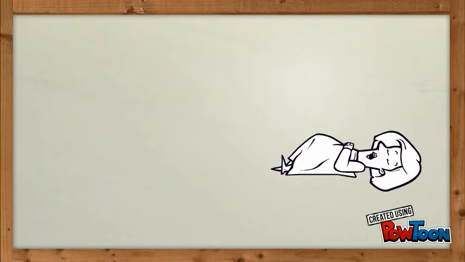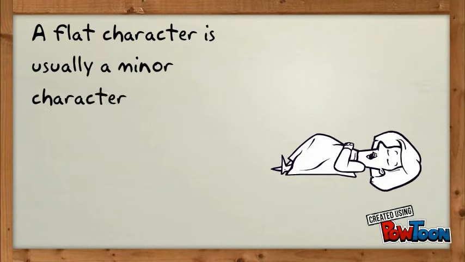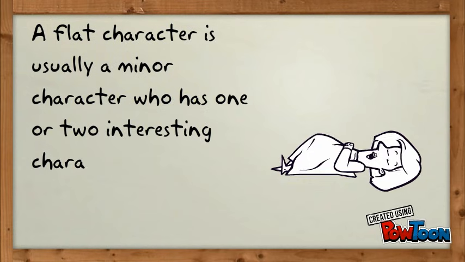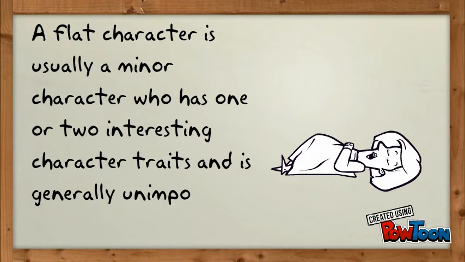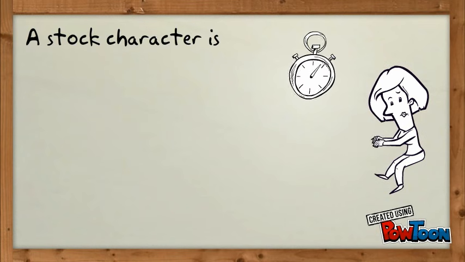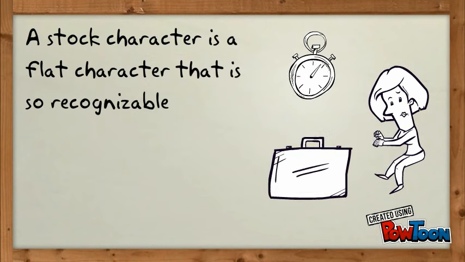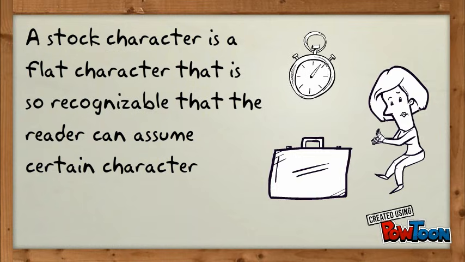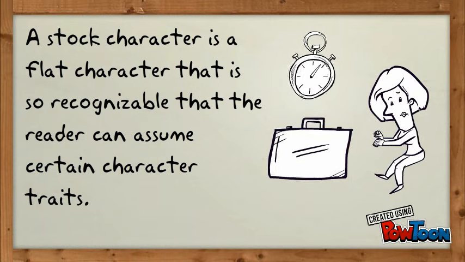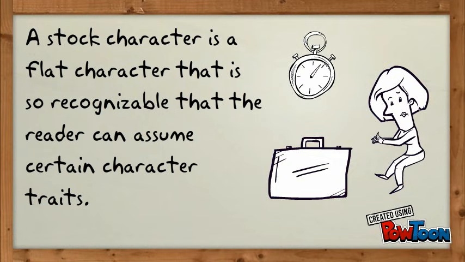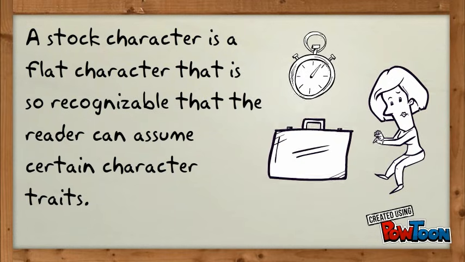We have flat characters. These are usually minor characters with one or two interesting character traits and are generally unimportant. And we have stock characters. A stock character is a flat character that is so recognizable the reader can assume certain character traits, like the busy business executive who has no time for anyone other than work.